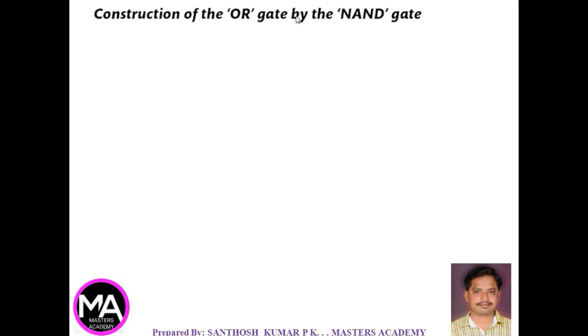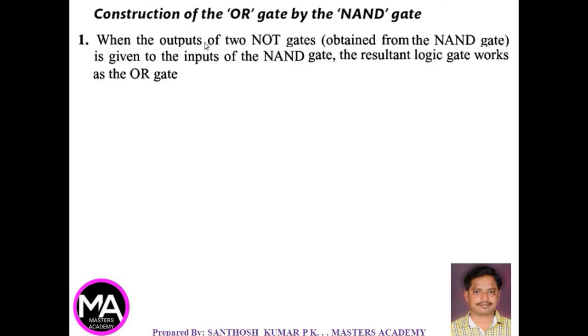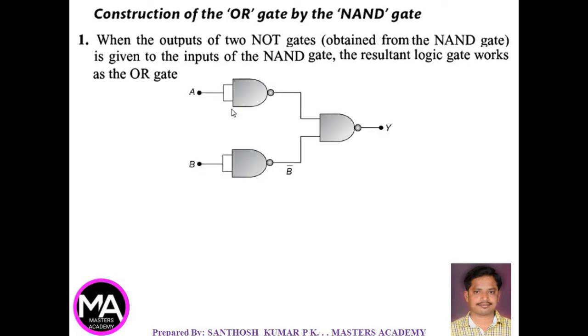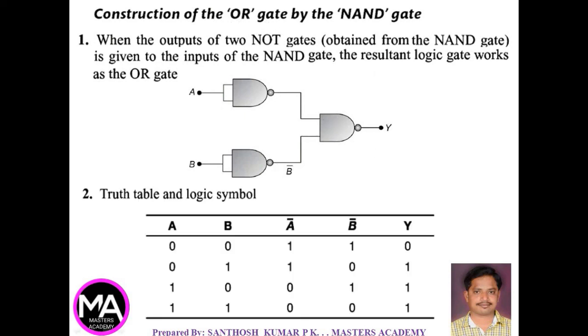Now, construction of OR gate by the NAND gate. When the outputs of the two NOT gates obtained from the NAND gate are given to the input of the NAND gate, the resultant logic gate works as the OR gate. Now, let us consider this is a NOT gate and this is also a NOT gate, and these two NOT gates are made from the NAND gate, because we know that when the two inputs are combined, it becomes a NOT gate. Now, when the output of these two NOT gates is given to the NAND gate, it becomes an OR gate.